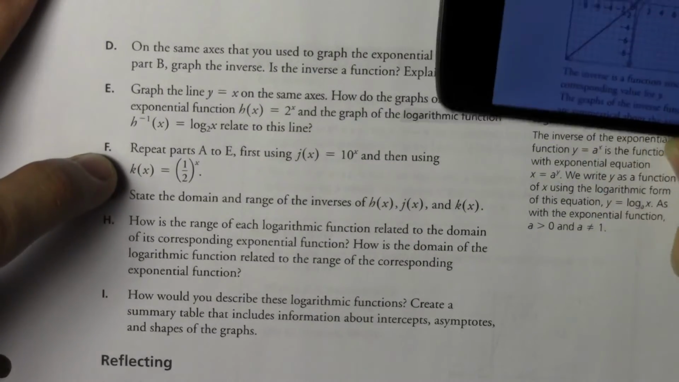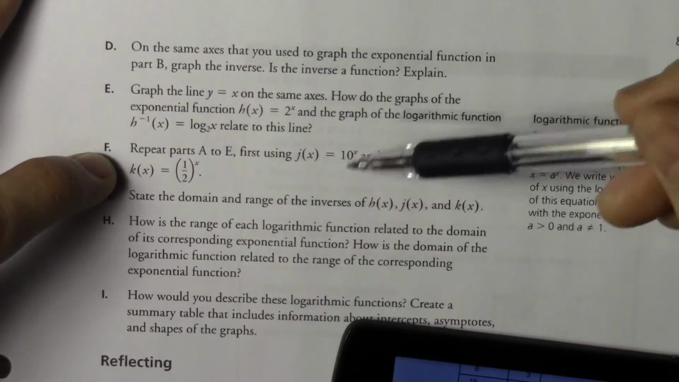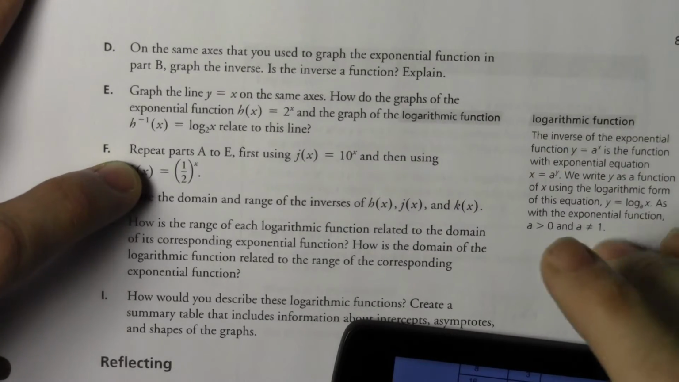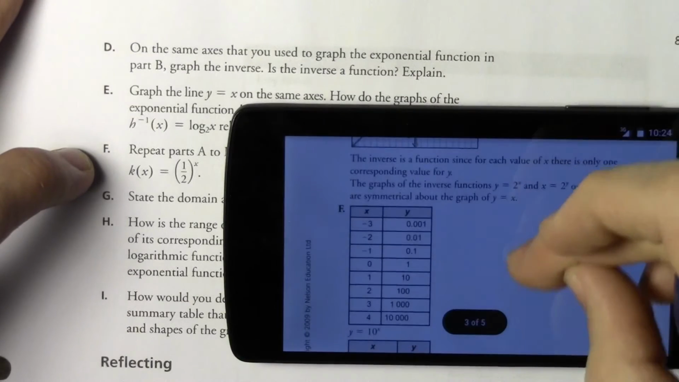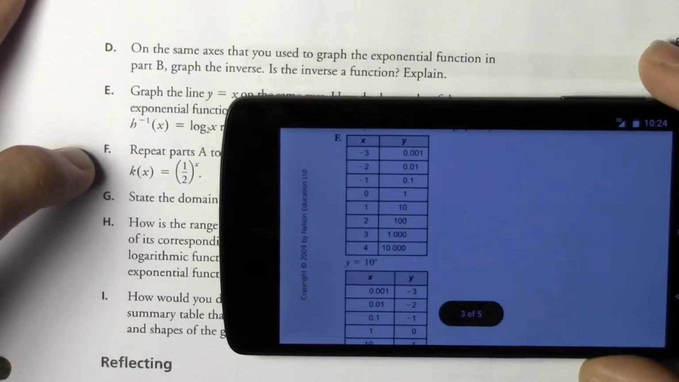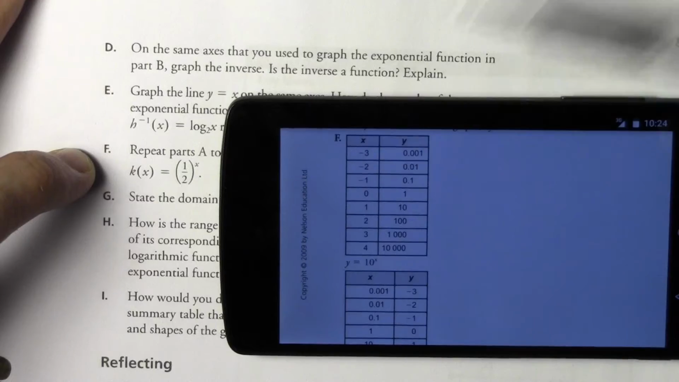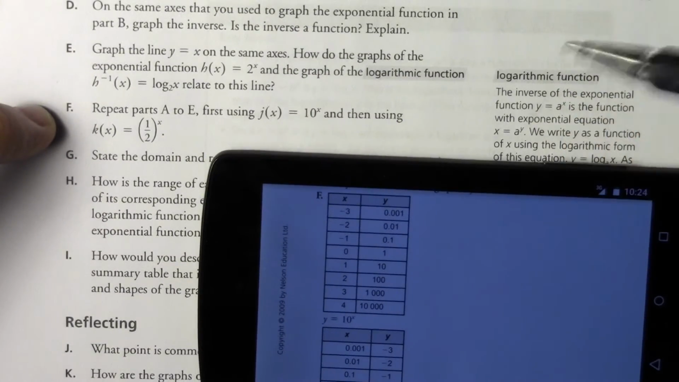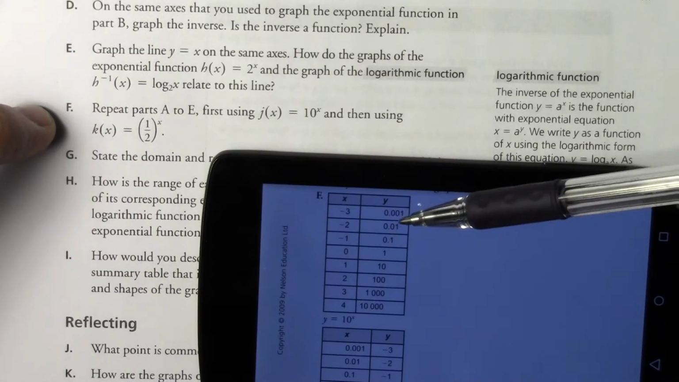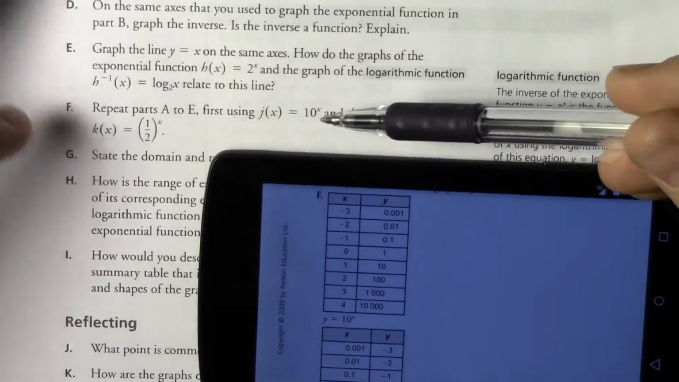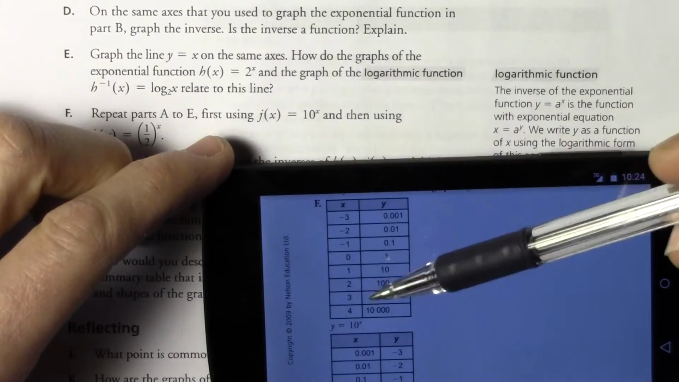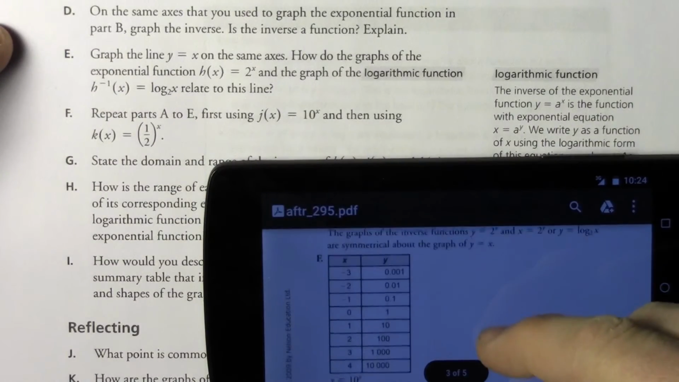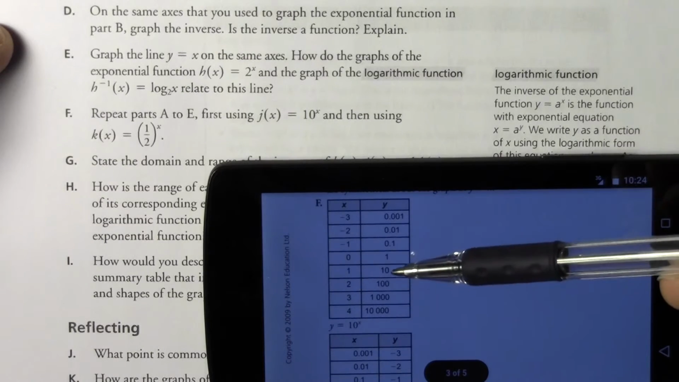F. Repeat parts A to E, first using j at x equals 10 to the exponent of x, and then using k at x equals 1/2 to the exponent of x. So we're going to repeat them by creating the table of values. So that's this part here. So x this time is negative 3, so this value here would be 10 raised to the exponent of negative 3. Okay, so we just create these tables of values. So there's one. This is for y equals 10^x.